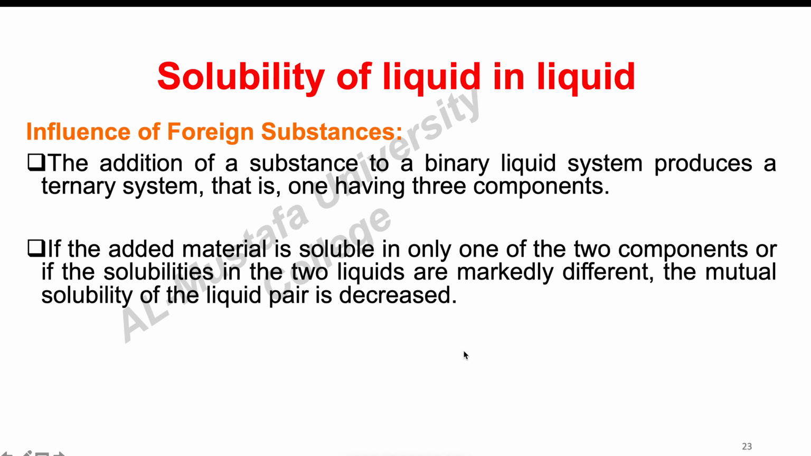The influence of a foreign substance on the solubility of liquid in liquids: the addition of a substance to a binary liquid system produces a ternary system. The system will consist of 3 components. If the added material is soluble in only one of the 2 components, or if the solubility in the two liquids is markedly different, the mutual solubility of the liquid pairs is decreased.